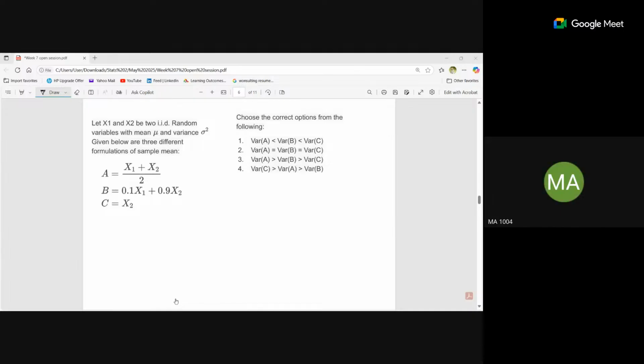First option. Okay. So basically, the correct answer is variance of A is less than variance of B, and it is less than variance of C. How did you guys calculate it? Variance of A is equal to what? Variance of x1 plus x2 divided by 2. Correct?